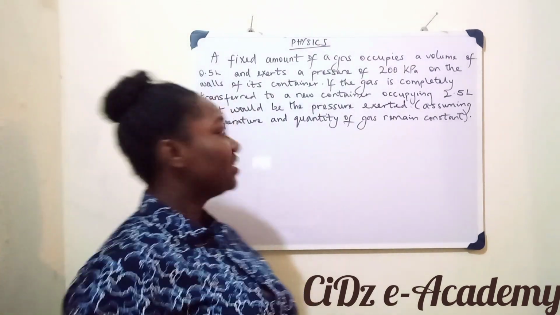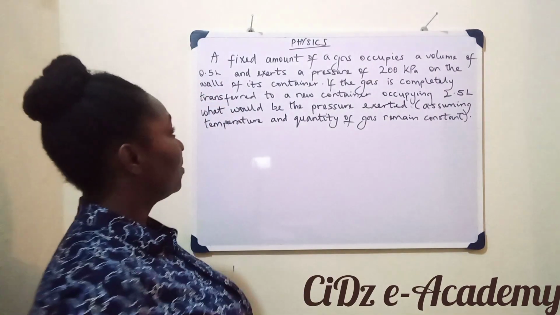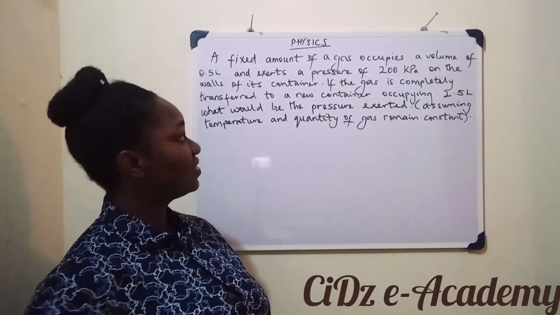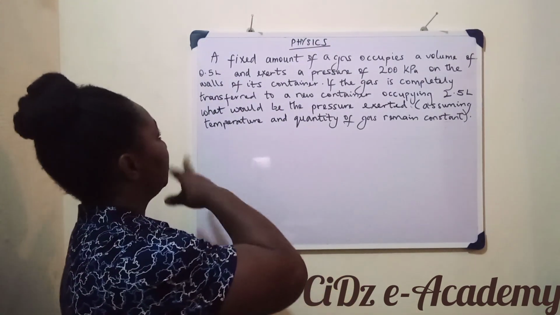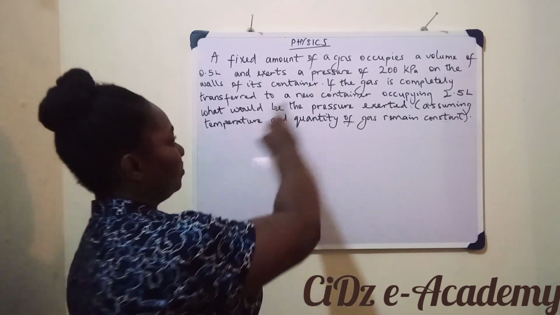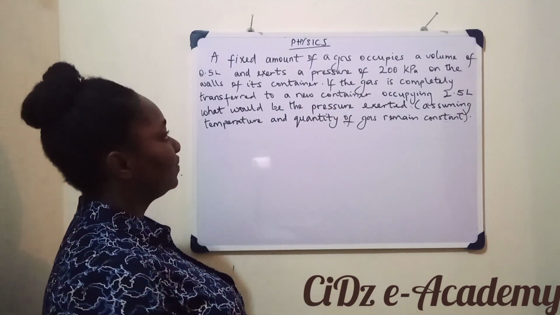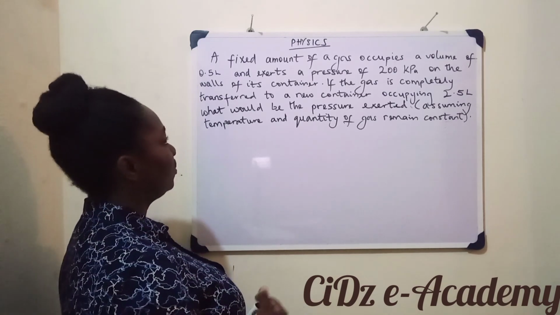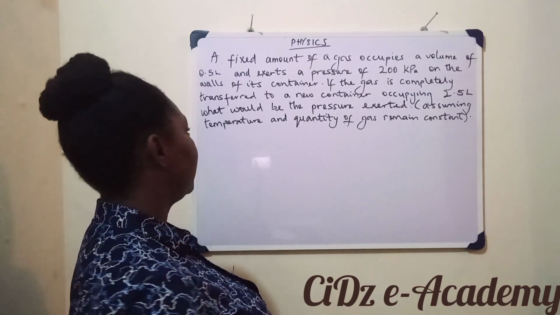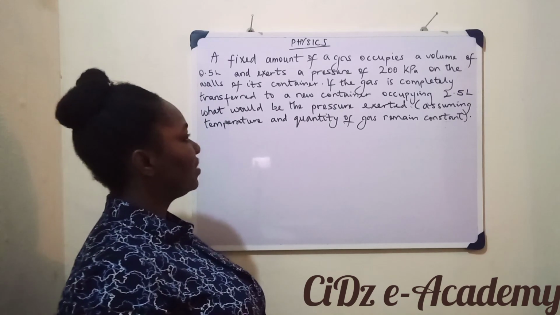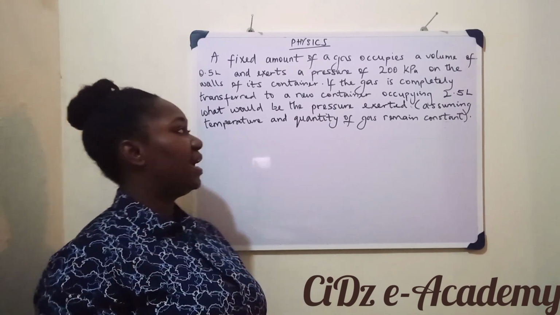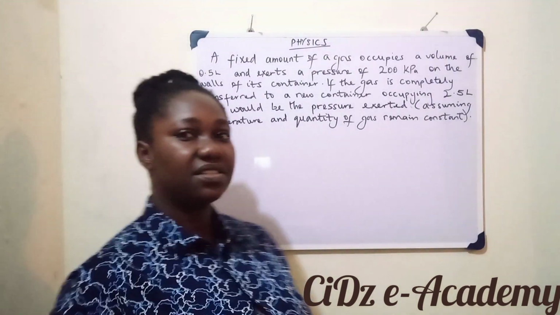Alright, a fixed amount of a gas occupies a volume of 0.5 liters and exerts a pressure of 200 kilopascal on the walls of its container. If the gas is completely transferred to a new container occupying 2.5 liters, what would be the pressure exerted, assuming temperature and quantity of gas remain constant?